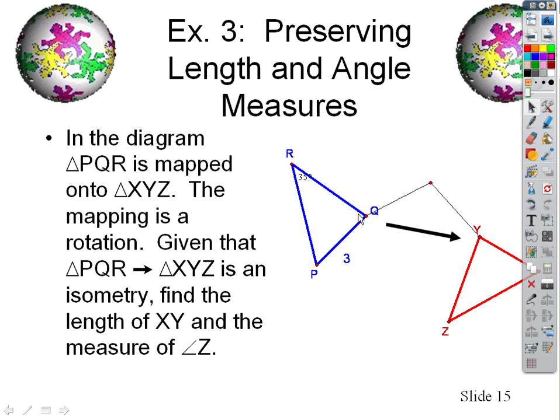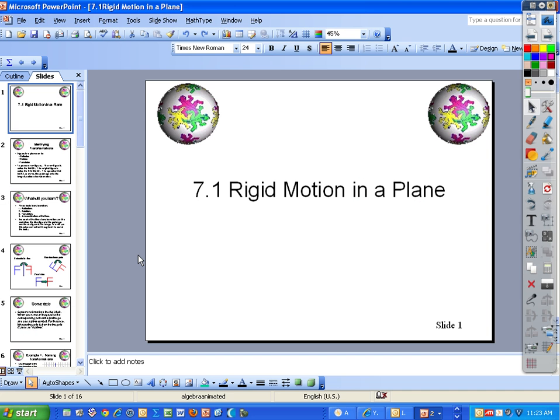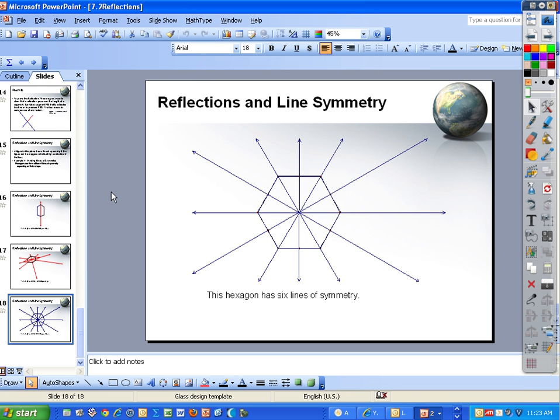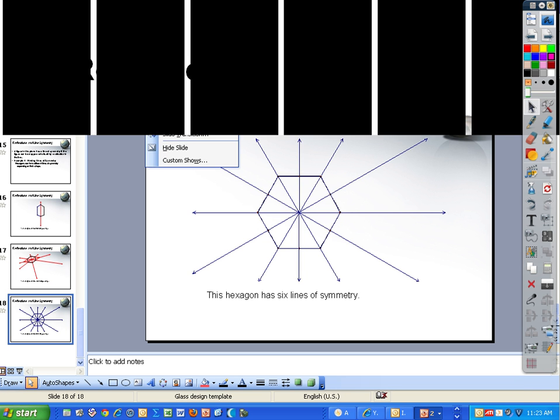Okay. So, we can skip. Okay, so that's our introduction to all three. I want to just real quick focus on reflections in a little more detail. And that's all we'll do today.